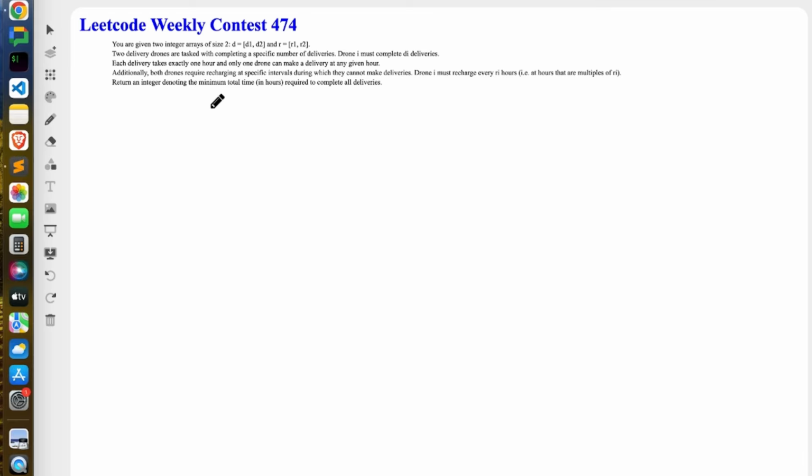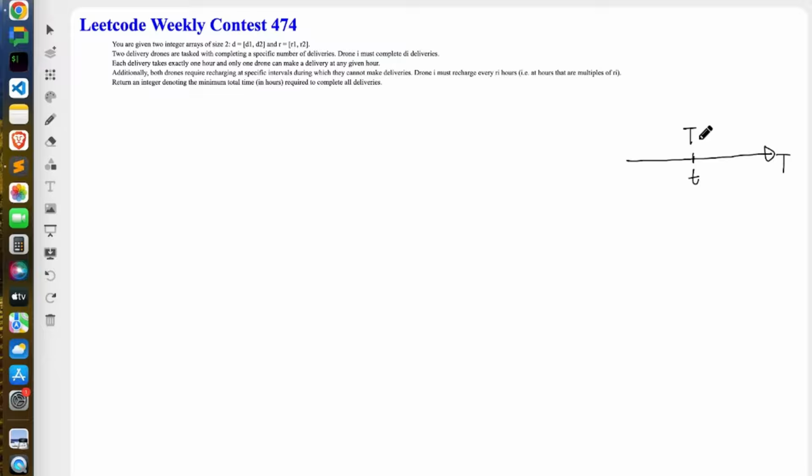This problem number 3 can be solved using binary search. I'll tell you why. Let's say there is a time graph t, and I want to find out whether for a particular time t both the drones can make the deliveries or not. Let's say for this particular time t, the drones are okay to make the delivery.